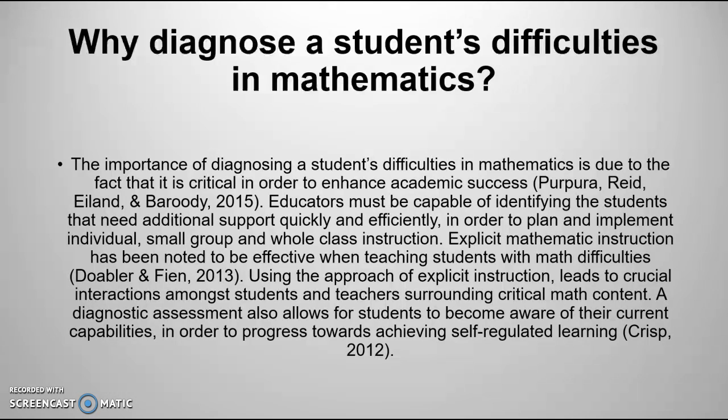Explicit mathematics instruction has been noted to be effective when teaching students with math difficulties. Using the approach of explicit instruction leads to crucial interactions amongst students and teachers surrounding critical math content. A diagnostic assessment also allows students to become aware of their current capabilities in order to progress towards achieving self-regulated learning.